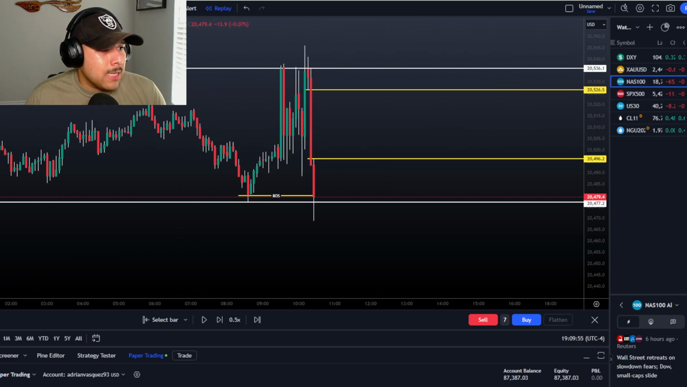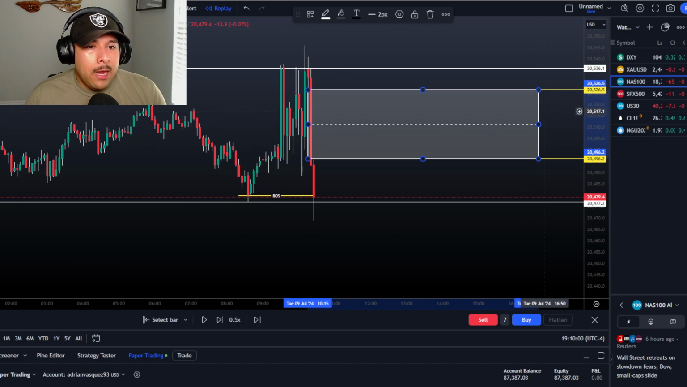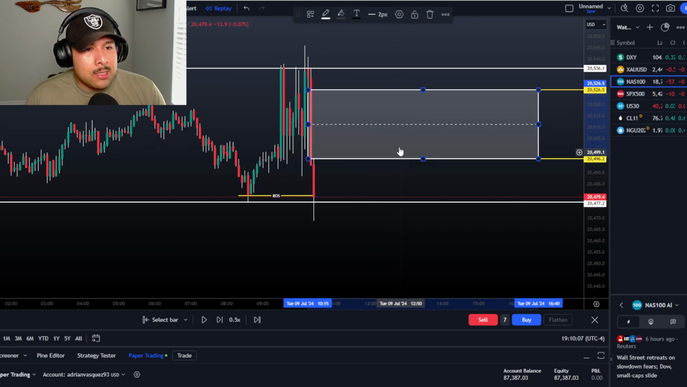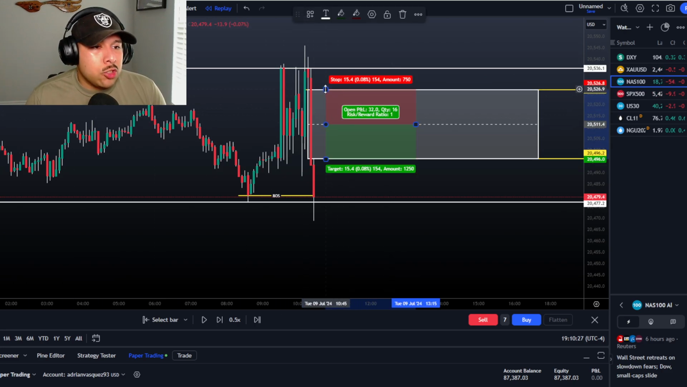So what I like to do is draw a box from these lines that we just drew up. And it's important that you go onto this cogwheel, go onto the style, and then hit this middle line, so that way you get this dotted middle line here. This is your area where you're going to be entering to short the market. Preferably, you want to enter at this 50% line of the imbalance, inefficiency, or fair value gap. This is going to be your best entry point for where you're entering the market.